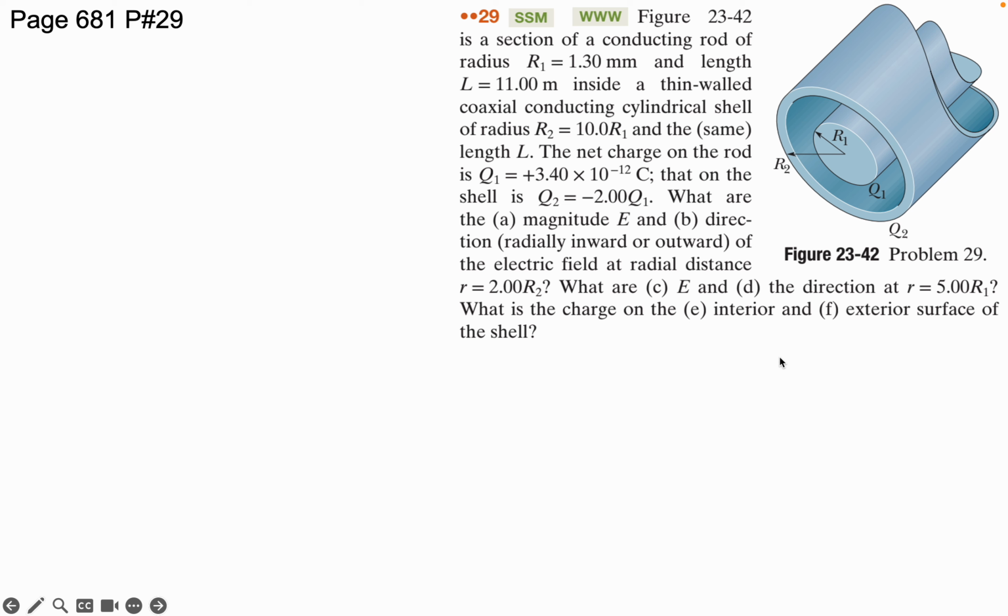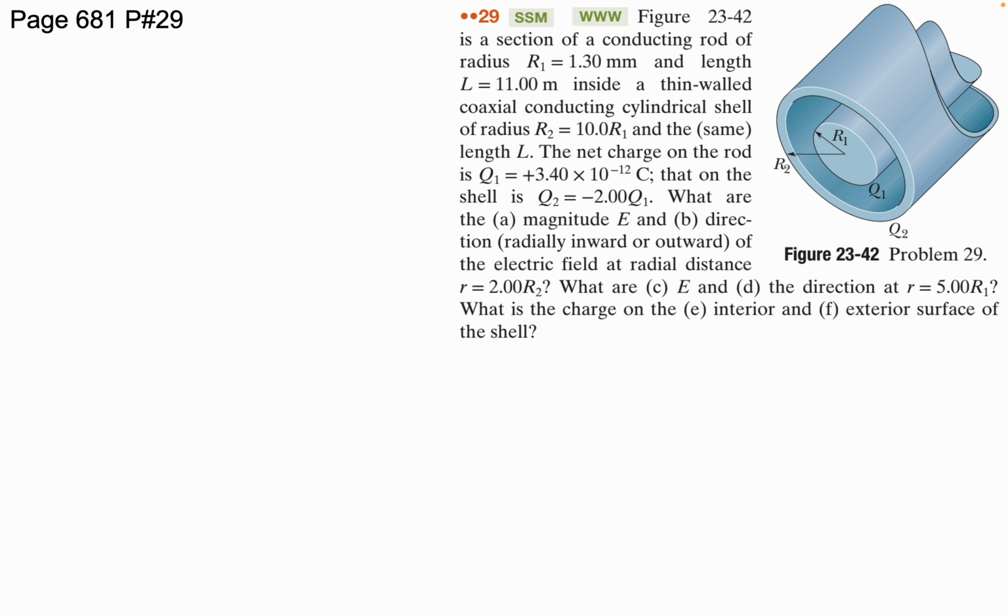So in number 29, we have a conducting rod of radius 1.3 millimeters and a length of 11 meters inside a thin-walled coaxial conducting cylindrical shell of radius 10 times that, of the same length. A net charge of 3.4 times 10 to the minus 12 coulombs is on the rod, and the shell has negative twice that magnitude. What are the magnitude E, and the direction, radial inward or outward, of the electric field at a radial distance of R equals 2R2?